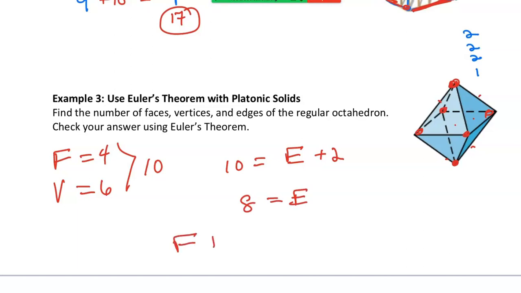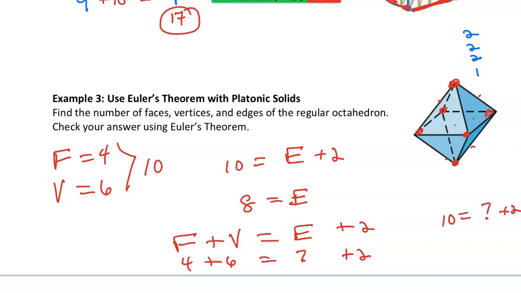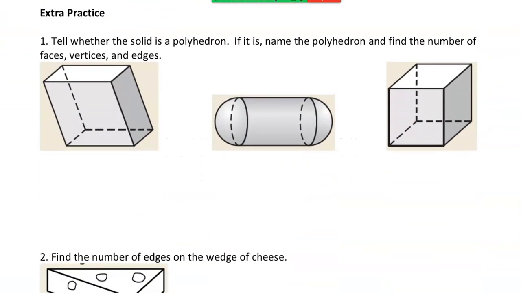Because we know that F plus V equals E plus 2. So if we had 4 plus 6 equaled some mystery number plus 2, we can say that 10 equals some mystery number plus 2. So if we subtract 2 from both sides, we get that mystery number is indeed 8. Okay, so let's keep going.